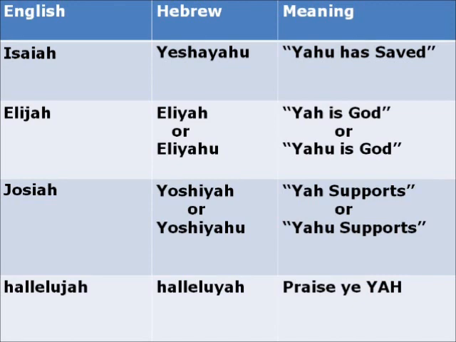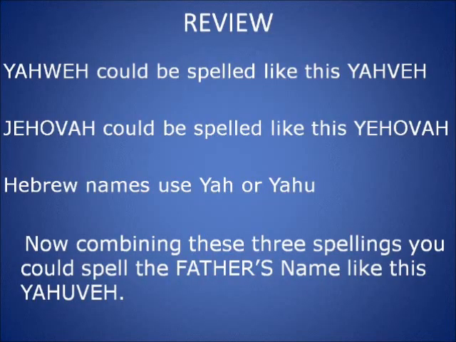Now, to tie all this together, what we just covered, if you go with the information that Professor Ben Zion Netanyahu shared, how the W actually is a V, or the Waw is a Vav, Yahweh could be spelled like this, Yahweh. Now, Jehovah, we know that it's actually a Y sound, so it would be spelled like this, and you would pronounce it Yahweh. And then looking at the Hebrew names that we shared, we saw sometimes the names were Yah, sometimes Yahu. If you combine all that information together, then it's most likely that you would spell the Father's name as Yahweh.